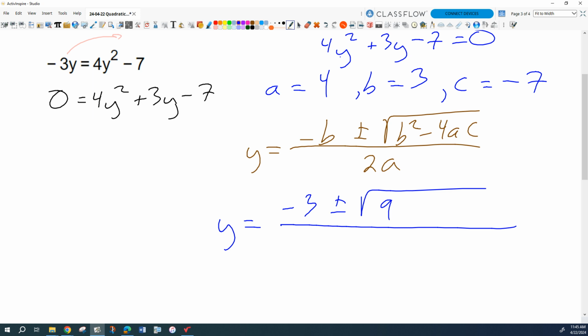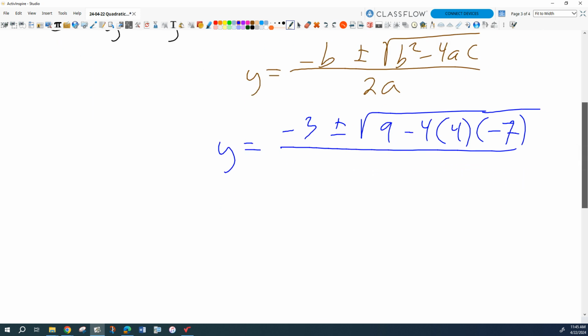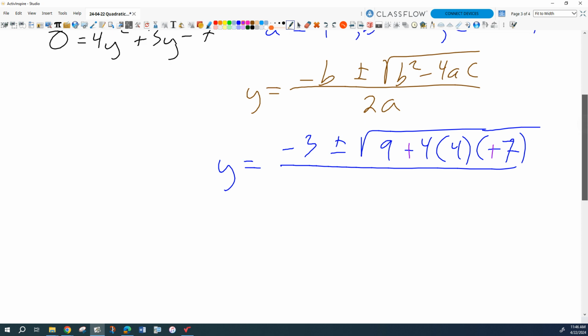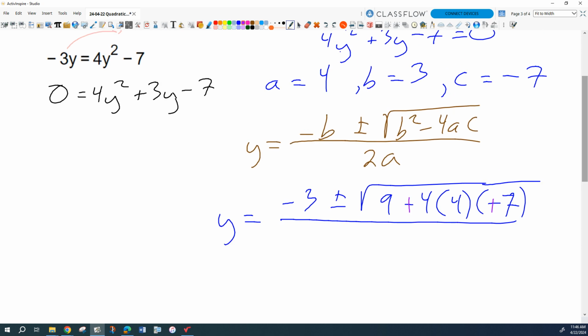Keep going. Minus times 4 times -7. Here's a little trick that's helpful. When I'm multiplying this out, I've got a negative times a negative. What's that give me? Positive. So on the top, when I'm doing the arithmetic here, if I have two negatives there, I just make them positives. Okay, what about the bottom? What's on the bottom? 2 times 4, which is 8.